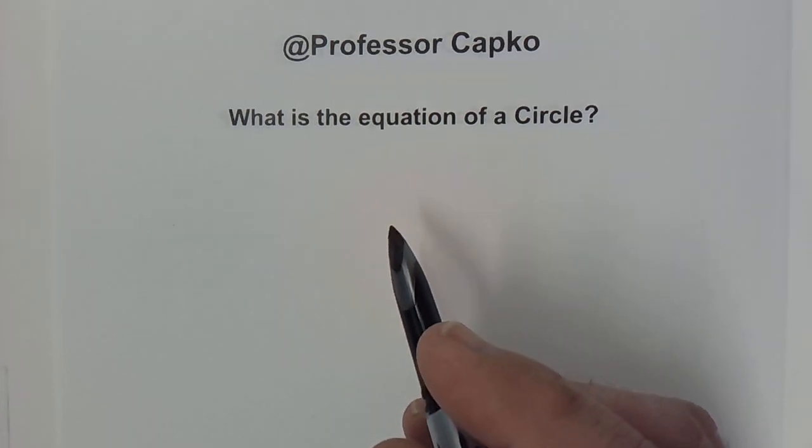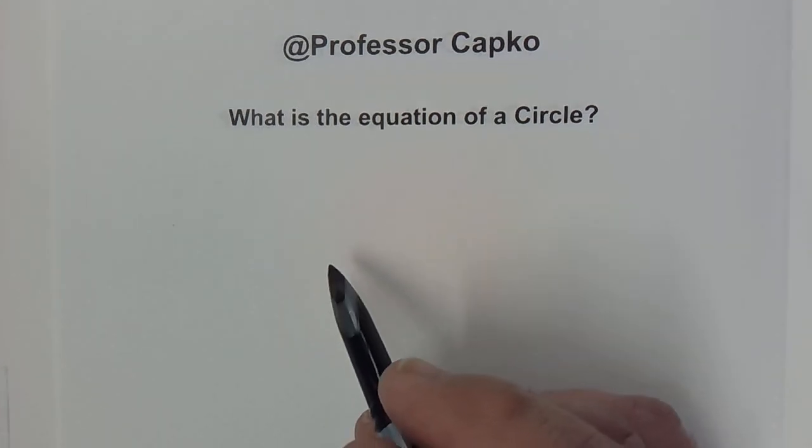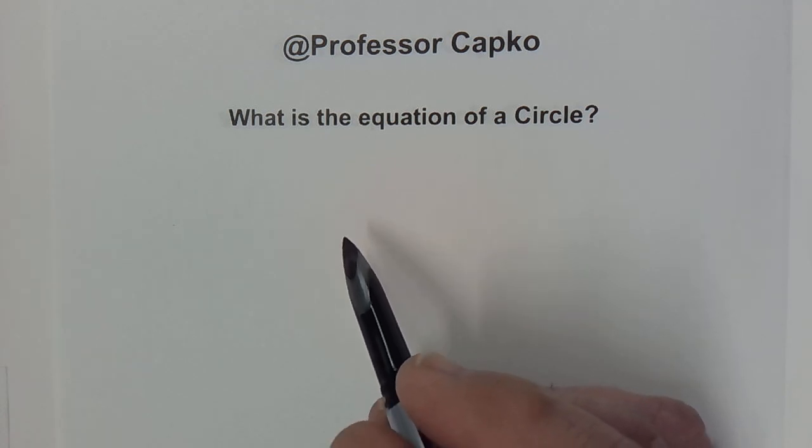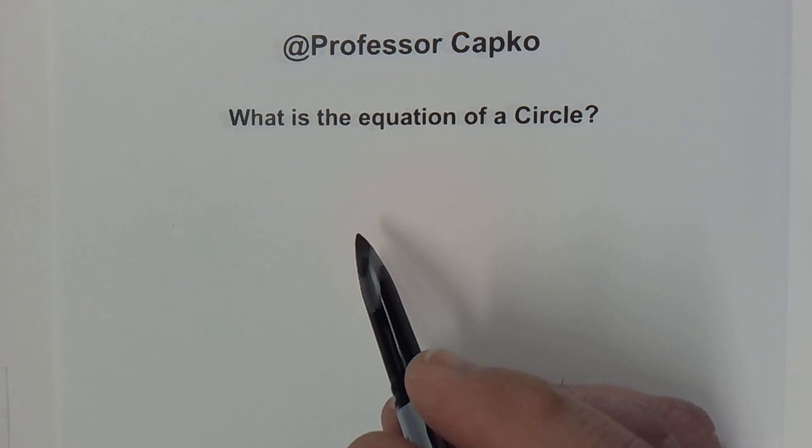Have you been asked to find the equation of a circle with a particular center and a given radius, and you have no idea how to do that?